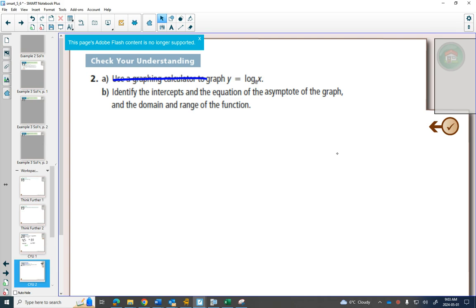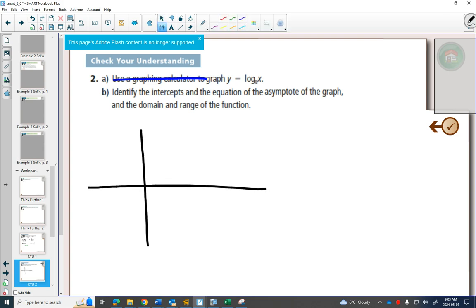So a little review. Do you remember how to graph a log graph directly? Do you know its shape? So I have log base 8. Every single basic log graph has the point (1, 0).